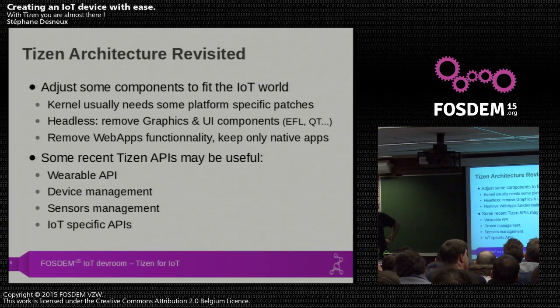I also removed the web apps functionality, which is the best functionality of Tizen for many people. But in our case, I didn't want to make web apps run on the mini board, so it didn't make sense. I just coded most of the middleware with Node.js. It's easy to set up and it works very well.